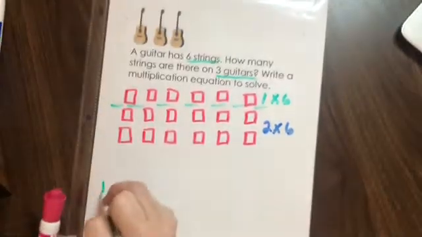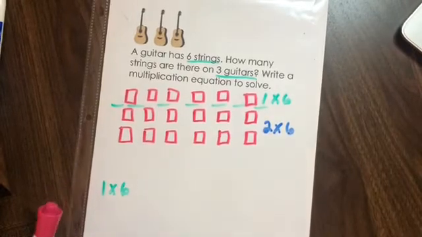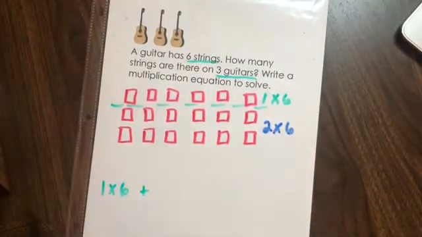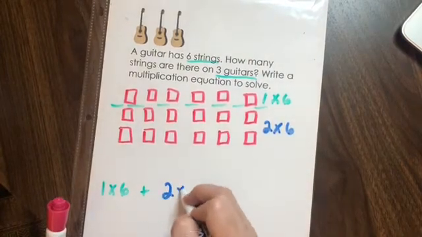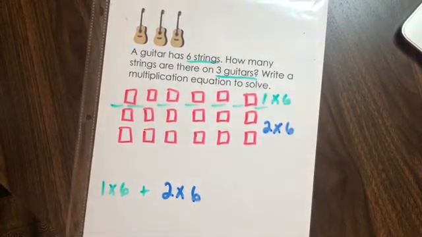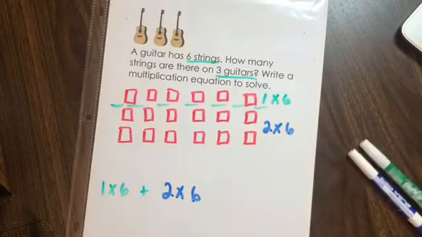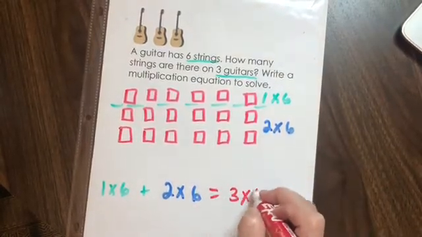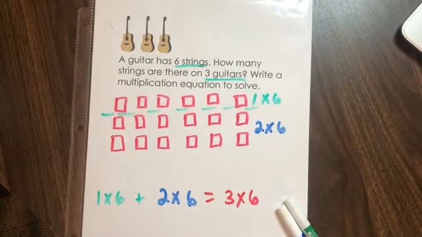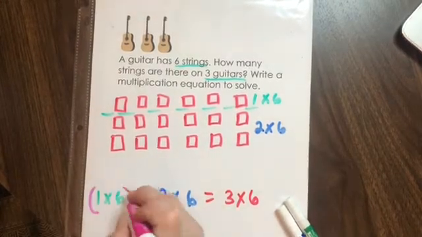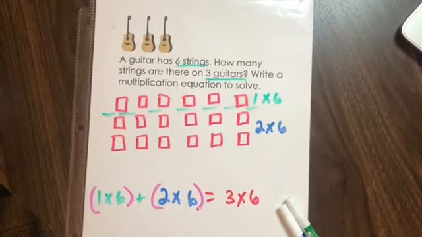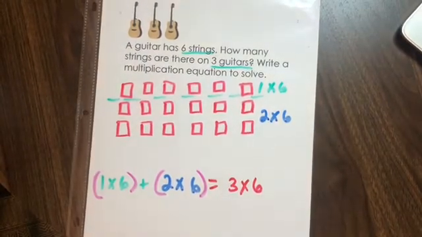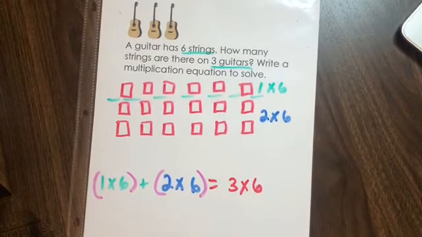So 1 times 6 plus 2 times 6 equals 3 times 6. And I'm going to remember to use my parentheses because I'm going to do those independently. Is this true or false? Go ahead, pause the video, and discuss it with your class.